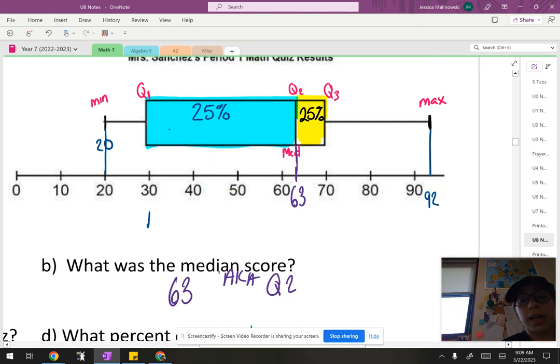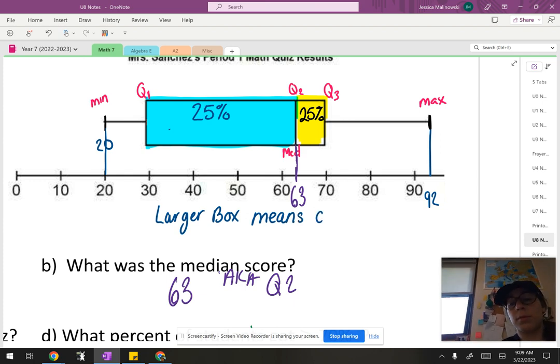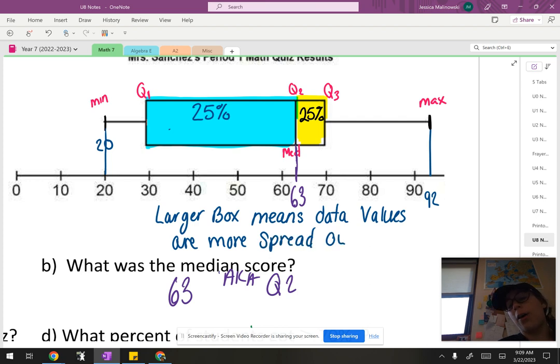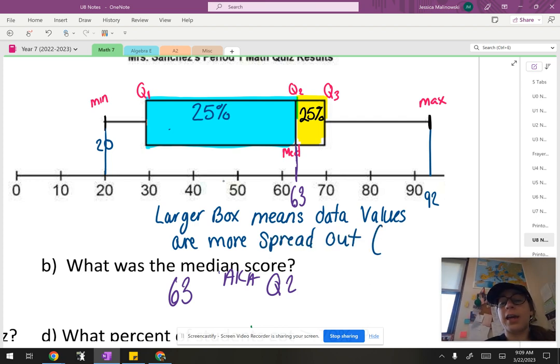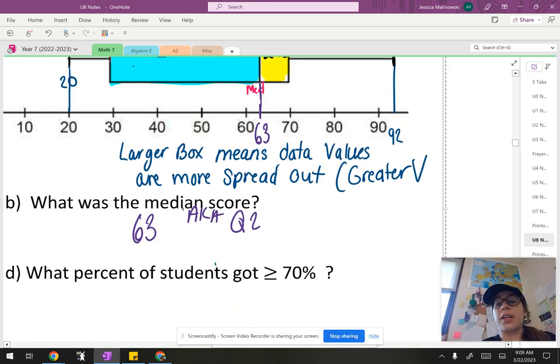So I'm just going to say, bigger box, that sounds weird. Let's go larger. The larger box means that the data values are more spread out, aka greater variation.